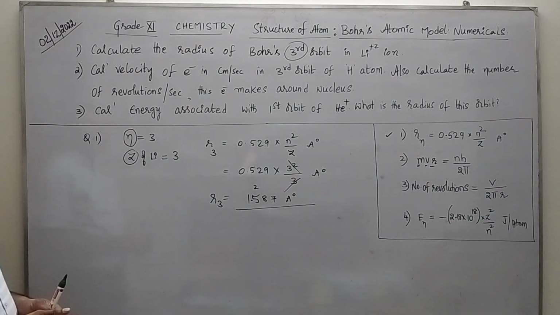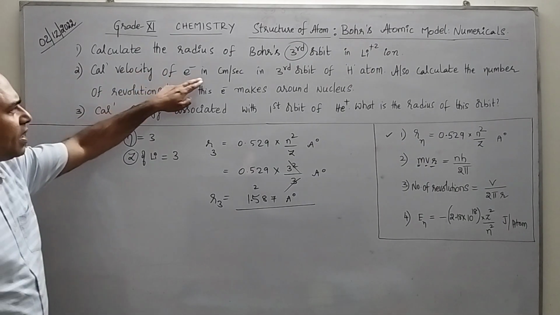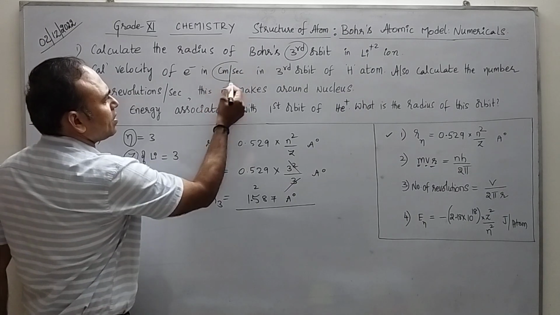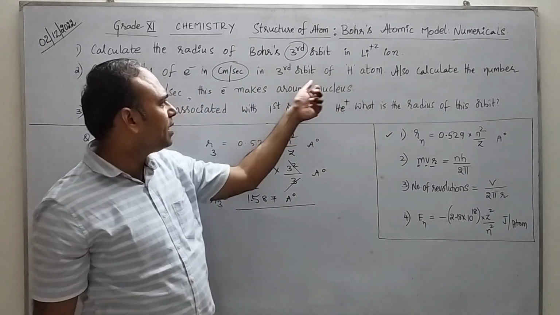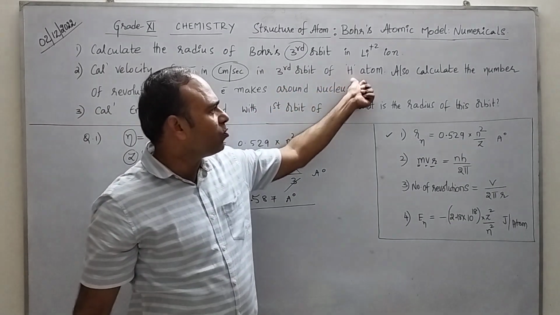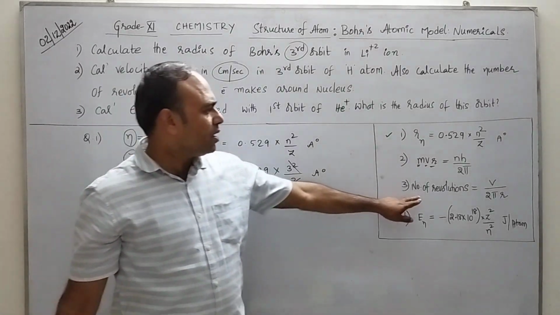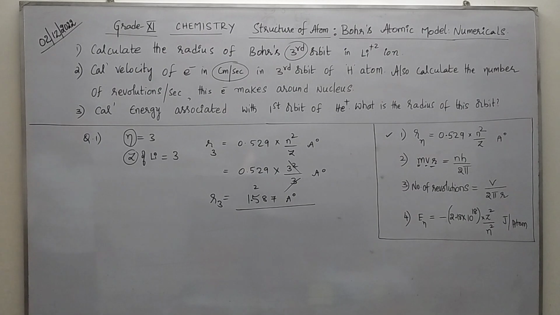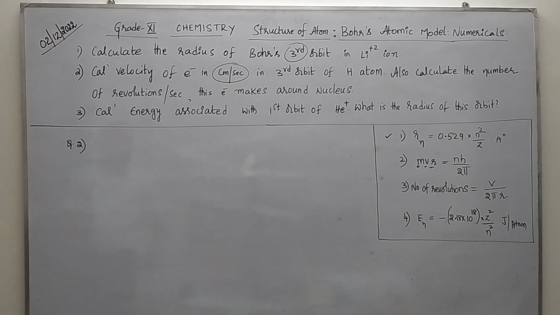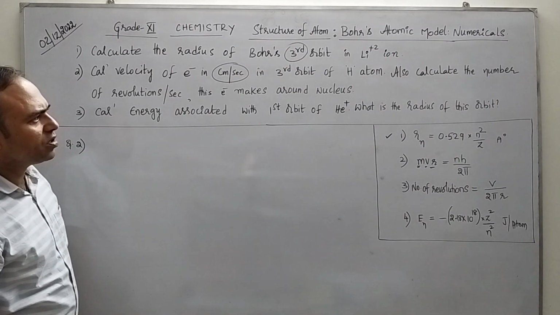Now let us move to the second question. You try to solve this. Velocity of an electron, they are asking in centimeter per second, CGS unit, in the third orbit of H, that means n is 3 and Z is 1. And also you have to calculate the number of revolutions. So the formula is v by 2 pi r. So try to solve this. Hope you have solved the second question. Now let me write the solution.